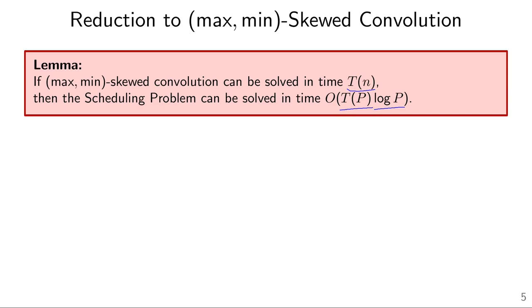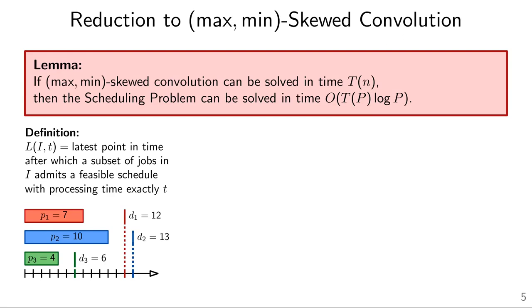For the proof sketch, I first have to give you a definition. Let L of I and t, where I is a subset of jobs and t is a point in time, be the latest point in time after which a subset of jobs in I admits a feasible schedule with processing time exactly t. Okay, let's take it slow.